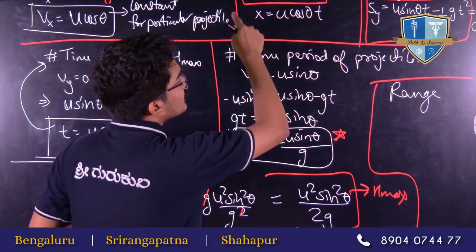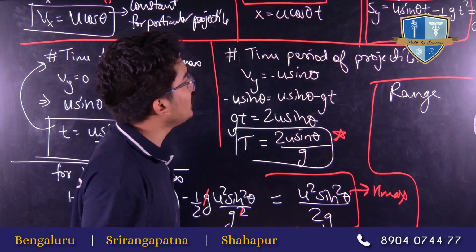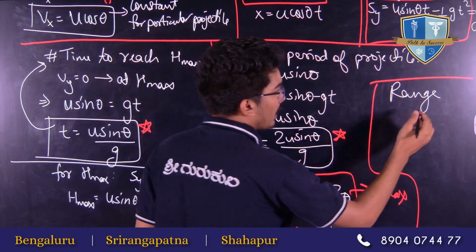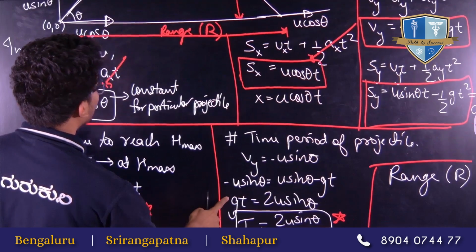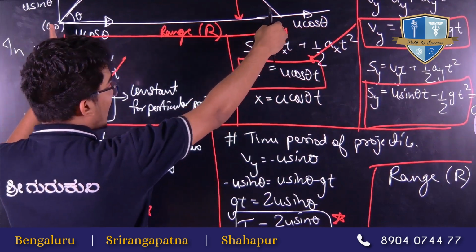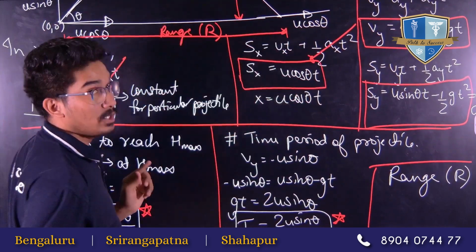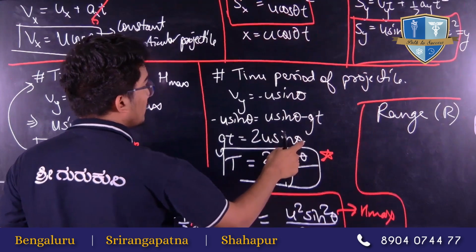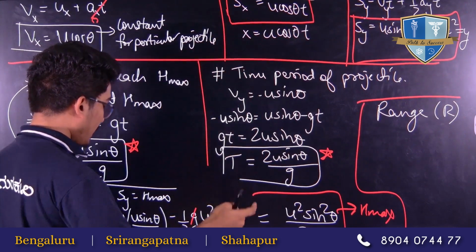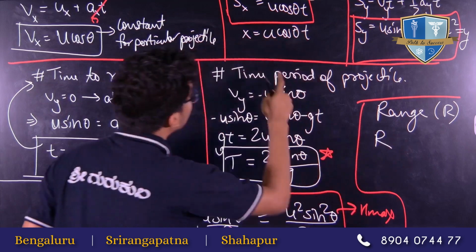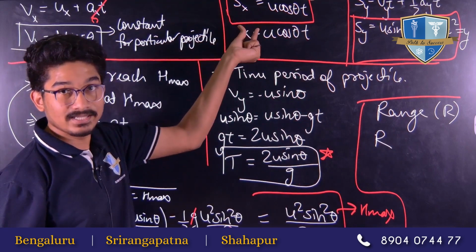It is x equals u cos theta into t. And total range means the displacement in the x direction, R. And what will be the time? Time will be the total time taken for the projectile. So in this formula, instead of Sx, we will write R. Displacement in the x direction is now equal to range.